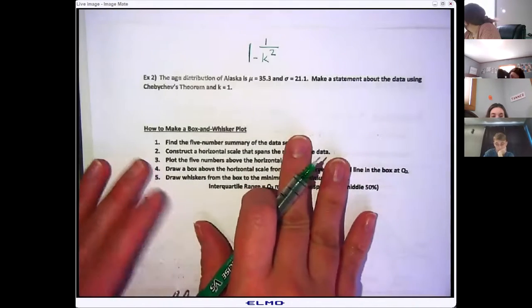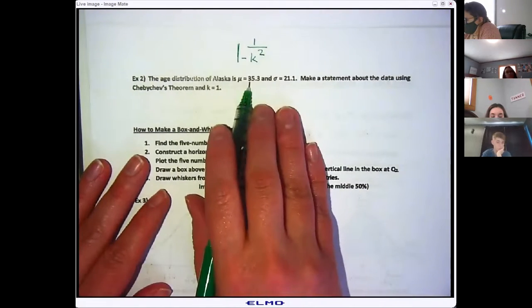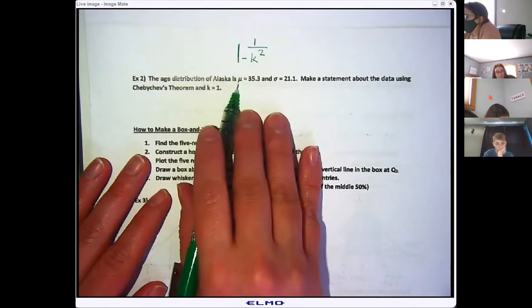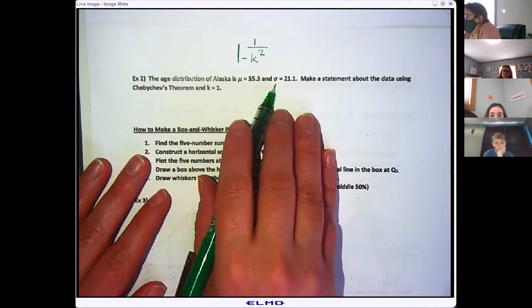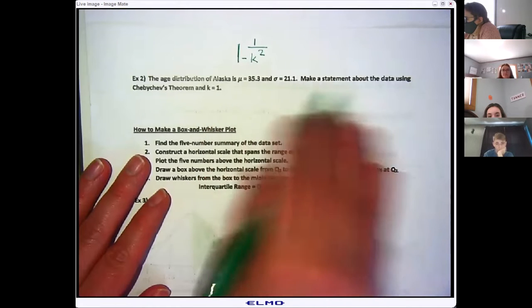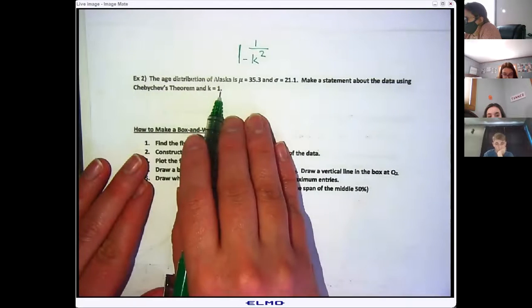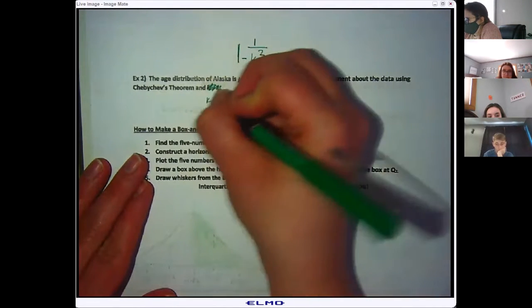So the age distribution of Alaska, the mean is 35.3 and the standard deviation is 21.1. Are you guys getting used to this at this point? Every time you see a mu, you think in your head mean. And every time you see a sigma, you think standard deviation. Okay, so this is the mean, this is the standard deviation. We have to make a statement about the data using Chebyshev's theorem and K equals 2.